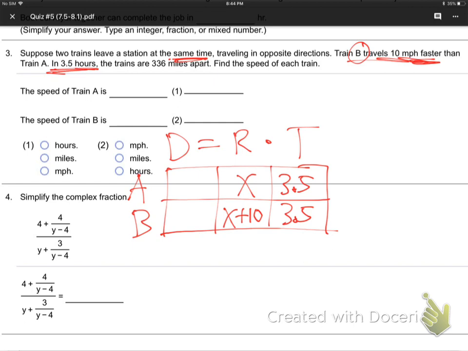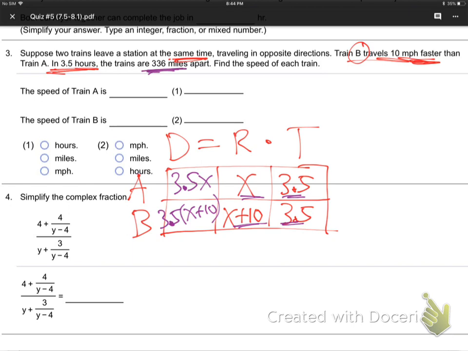So then I just go, okay, this is going to be 3.5 times X. This is going to be 3.5 times X plus 10, isn't it? We good? See, I just multiplied this box times that and this box times that, because D equals R times T. Good, okay. There's one other fact I haven't used now.